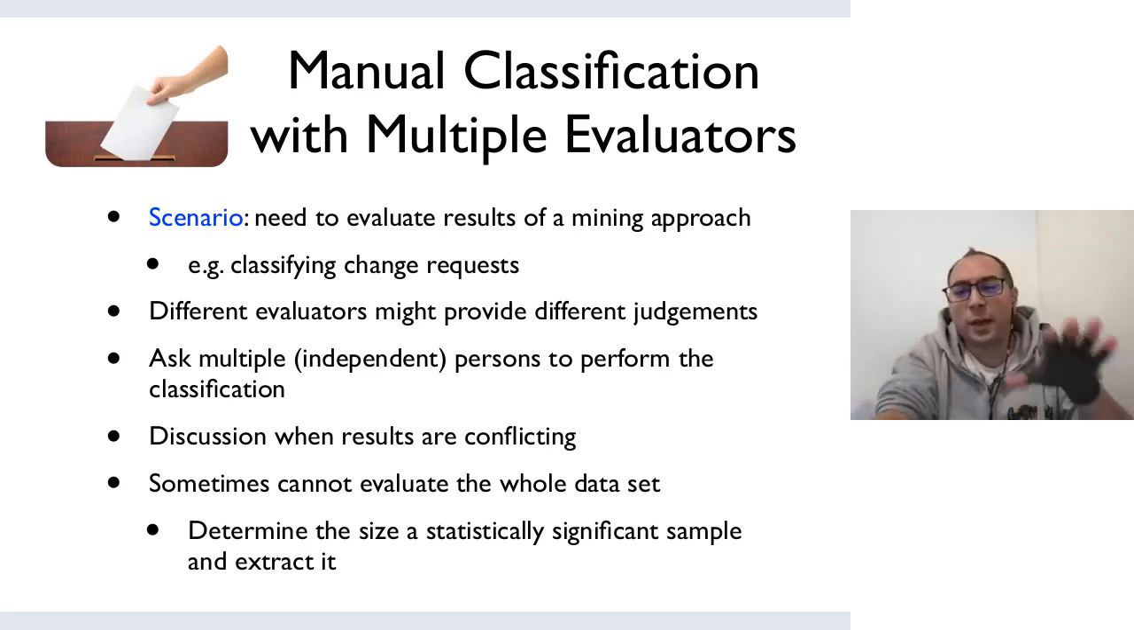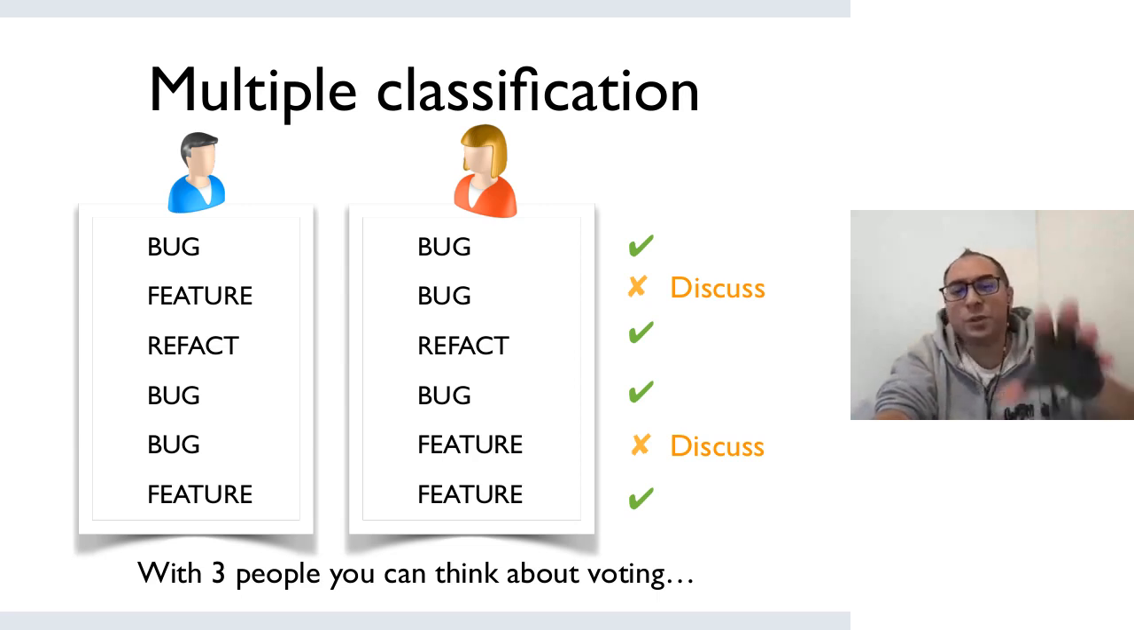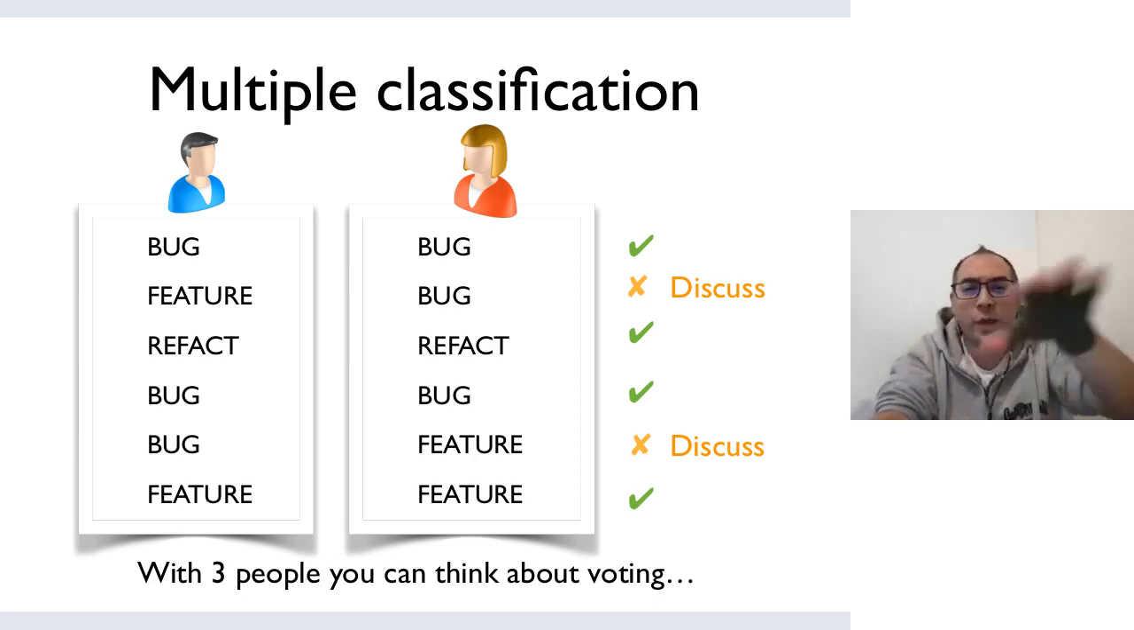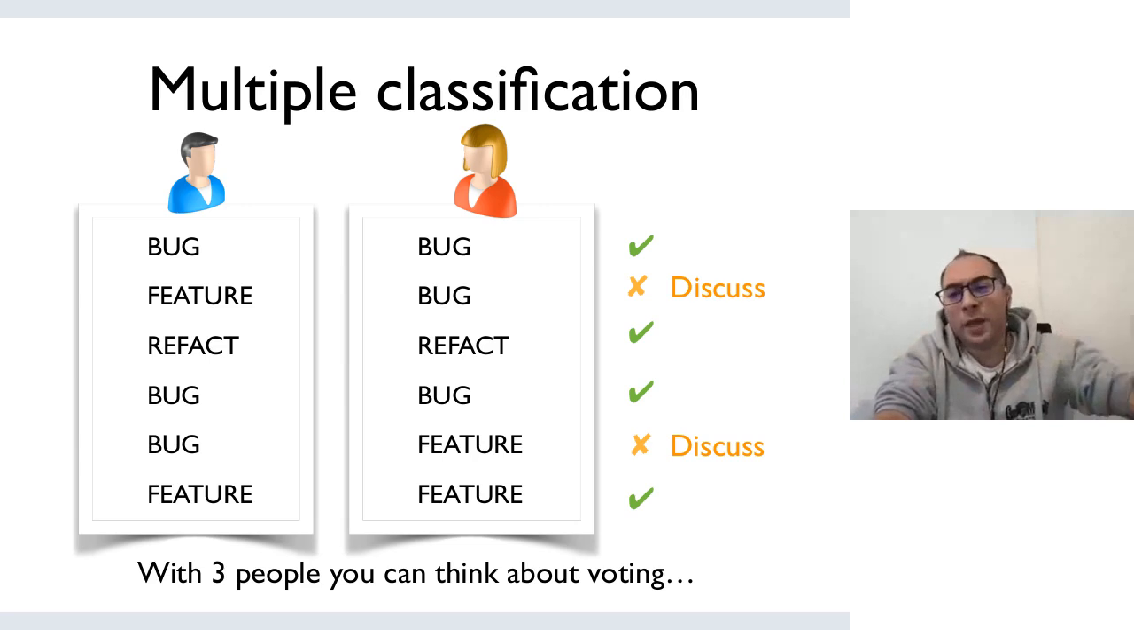And this reflects multiple evaluators. Obviously, there are ways in which you can think of instantiating this exercise into, for example, even data scientific approaches. For example, bug classification.